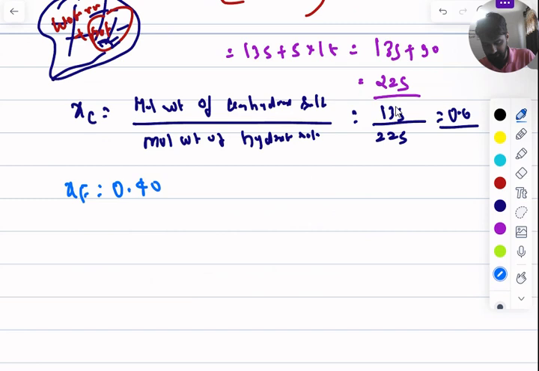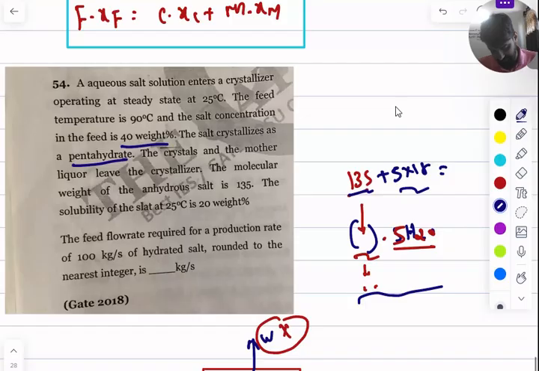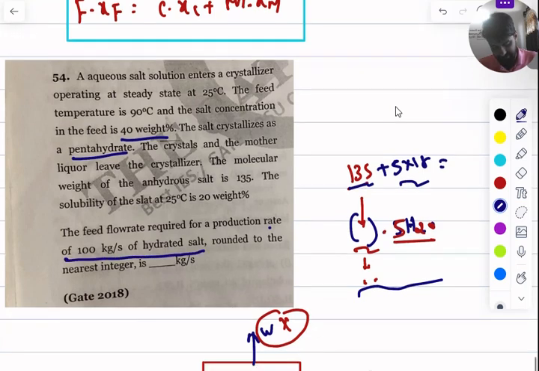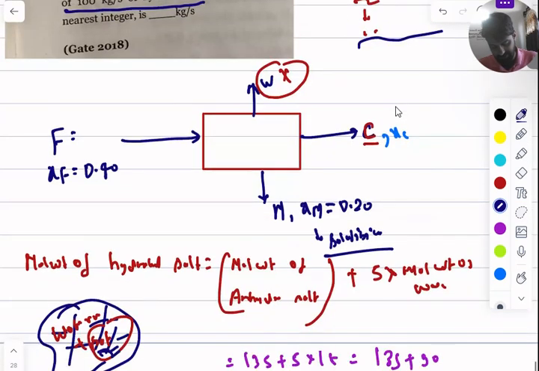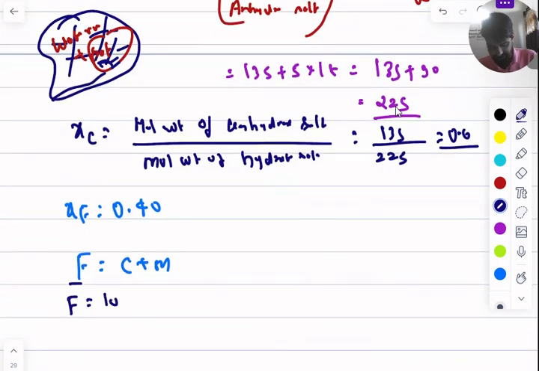And we have one equation: F is equal to C plus M. F we don't know, and C and M are not given. So let's try to understand. The feed flow rate required for a production rate of 100 kgs of hydrated salt, so C is given to you. C is your 100, right? C is your 100 plus M. M is not given to you.